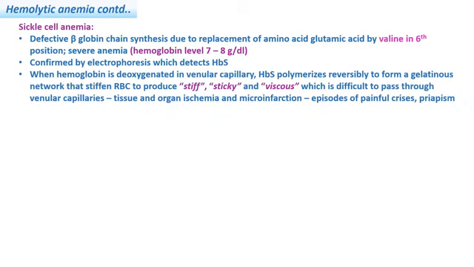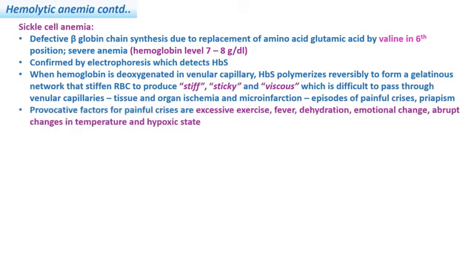When hemoglobin is deoxygenated in venular capillary, this hemoglobin S polymerizes reversibly to form a gelatinous network that stiffens the RBC to produce stiff, sticky, and viscous cells, which are difficult to pass through the venular capillaries. As a result, tissue and organ ischemia with microinfarction. This is the fundamental basis of painful crisis and priapism.